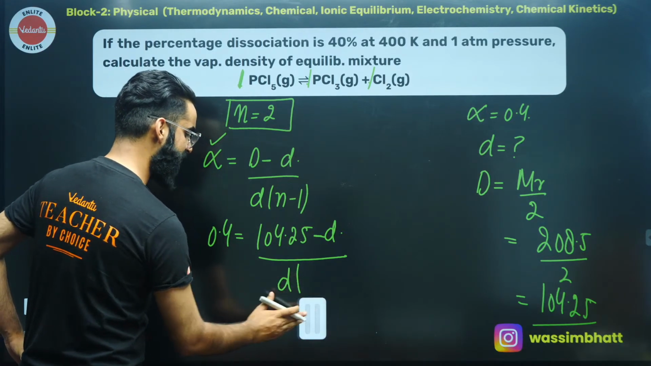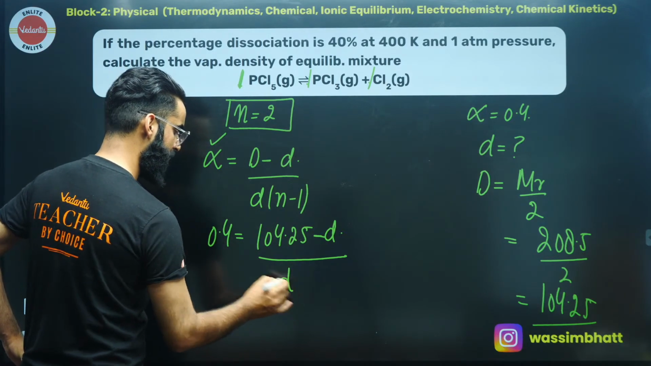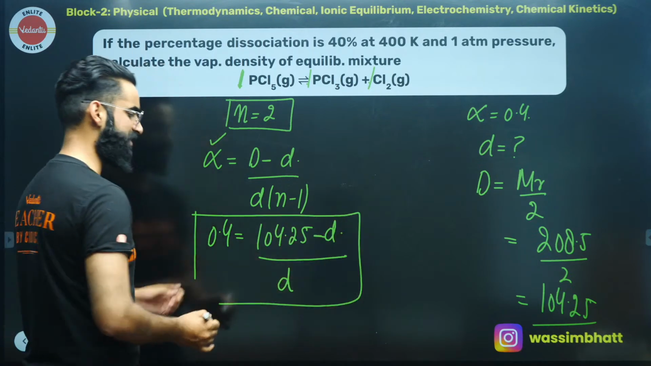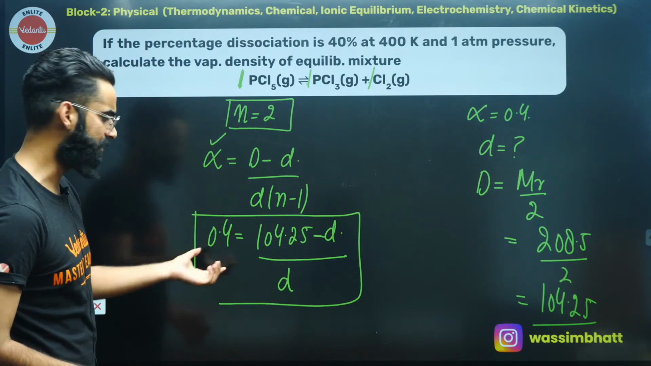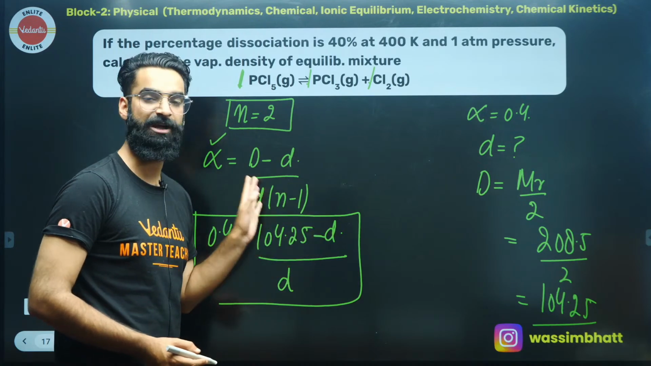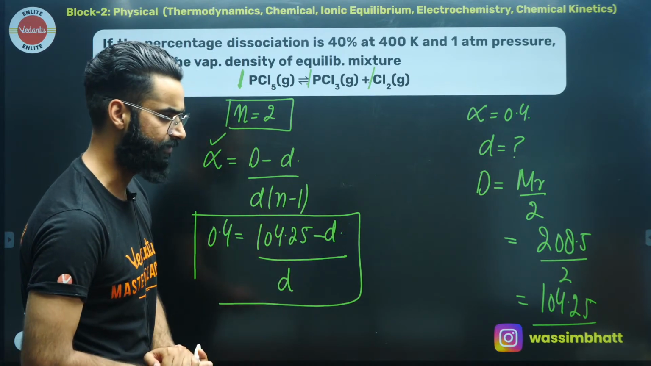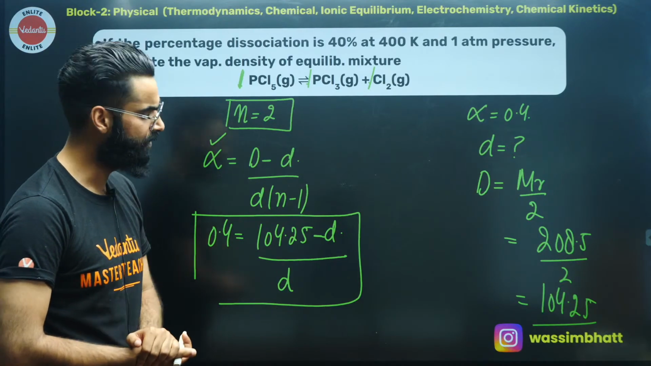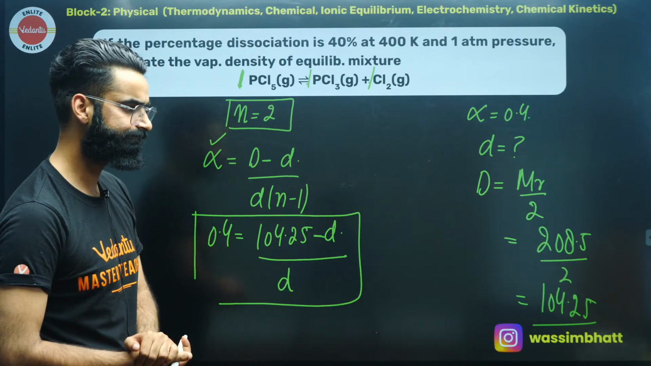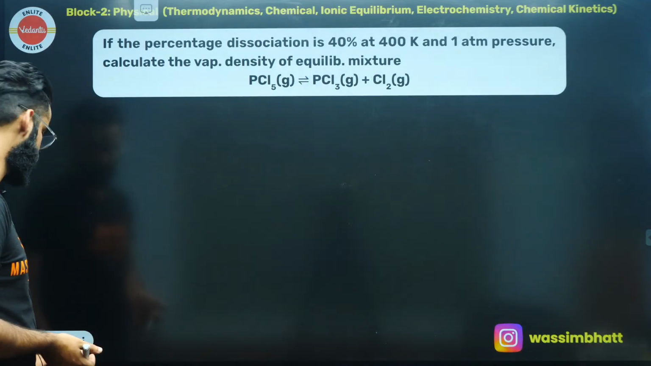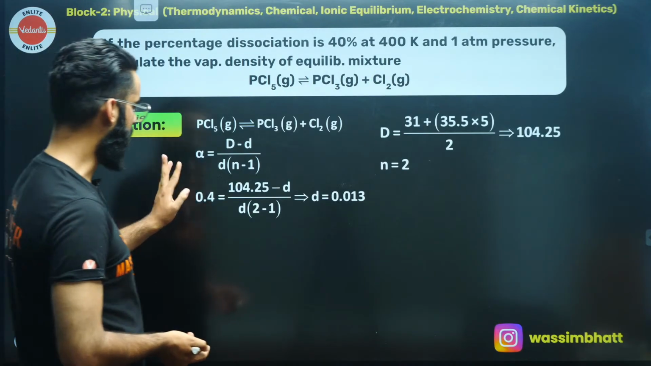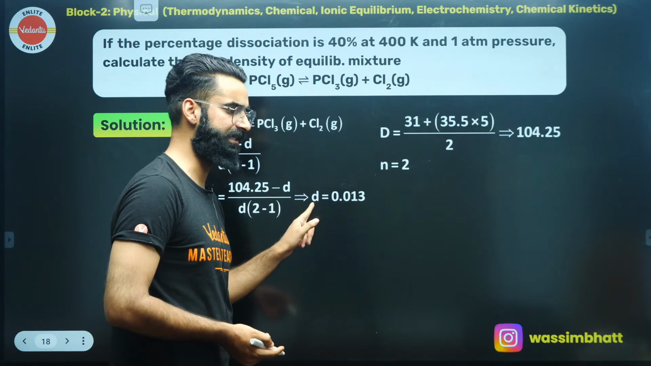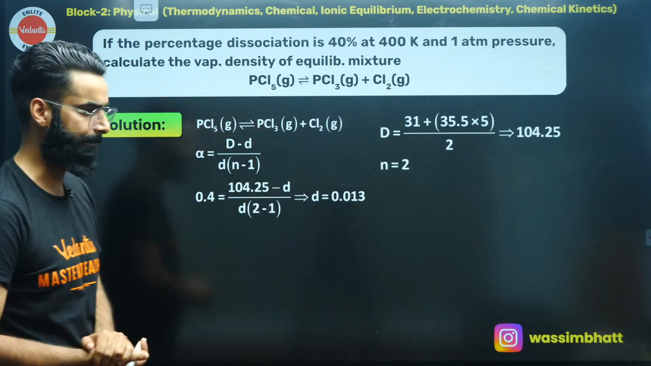So, my dear people, you got one equation which contains just one variable. I'm sure you can easily cross multiply it and get the value of small d, which you were supposed to calculate. Small d is the vapor density of the equilibrium mixture. Perfectly done. So after solving, finally you get the value of small d as 0.013.